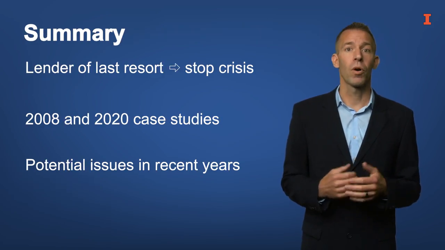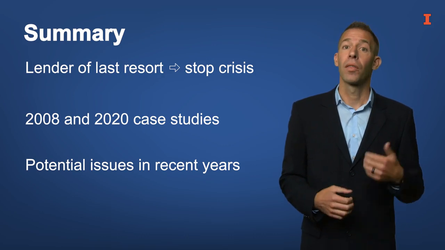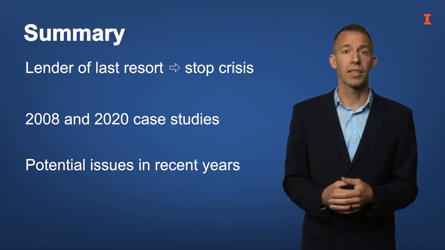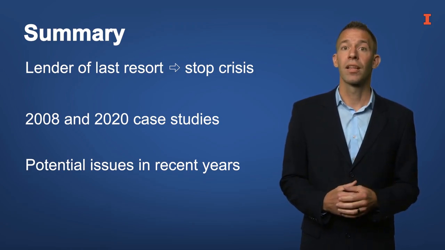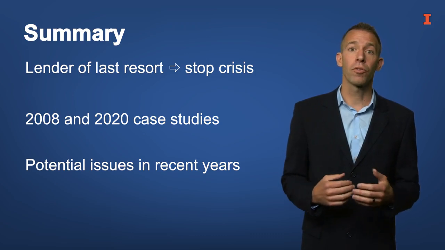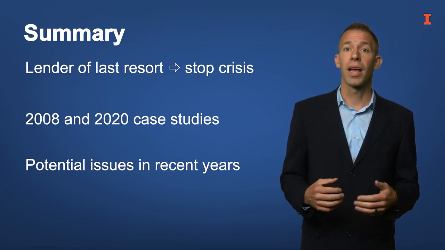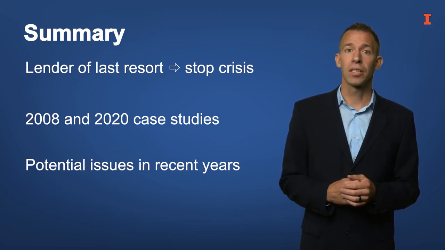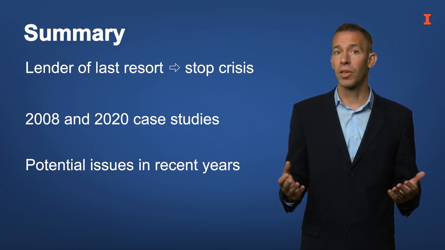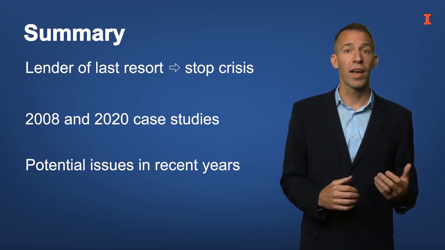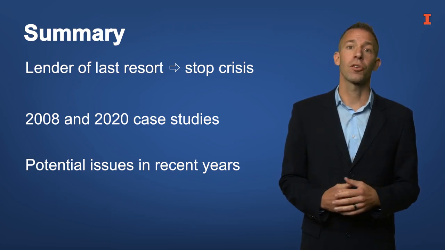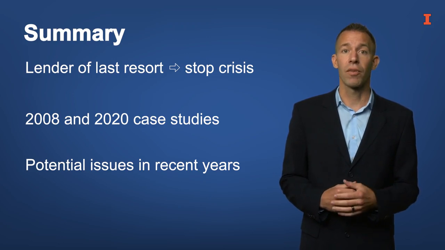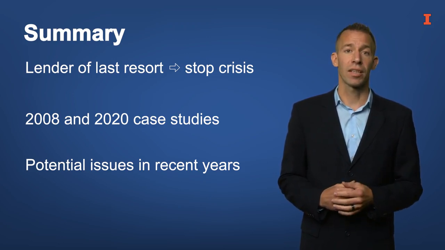Let's wrap up. What have we learned in this session? The lender of last resort can stop financial crisis through emergency lending programs. Historically, these funds flowed to banks, and loans required high-quality collateral and above-market interest rates. We saw how the Federal Reserve intervened to calm markets in 2008 and 2020. Finally, we discussed how the footprint of these emergency lending programs has expanded in recent years to cover non-banks as well as direct lending programs.